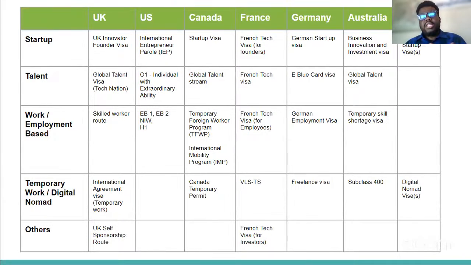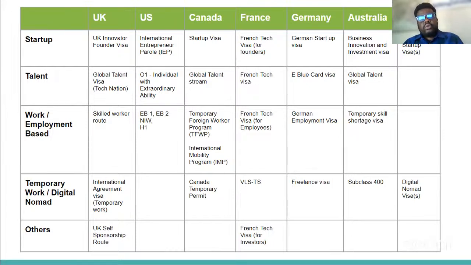So these are different visa routes and different applications or program packages that you can be part of to relocate. So if you're looking at one of the talent visas, like the Global Talent Visa for the UK, we also have the O-1 visa for the US. We have the Global Talent Stream visa for Canada. We have the Global Talent visa for Australia.